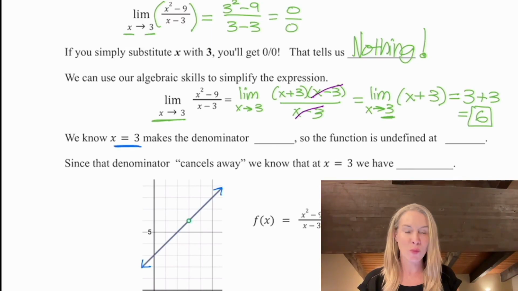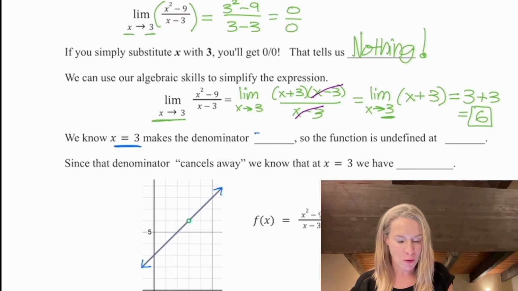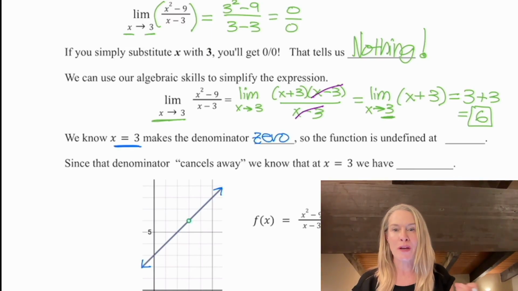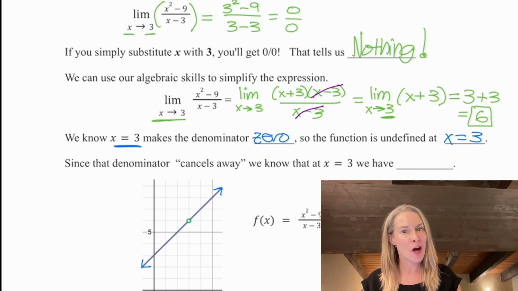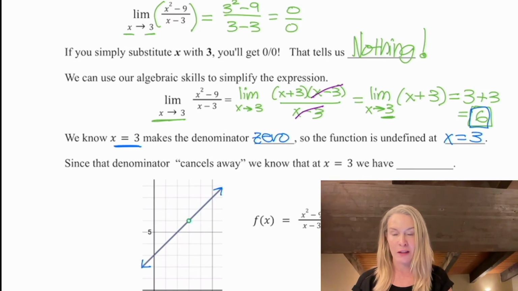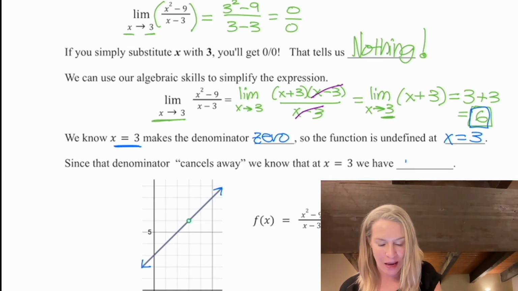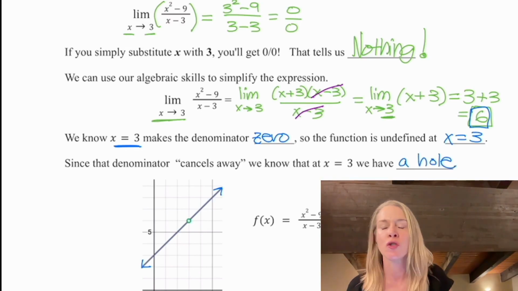We know that x equals 3 makes the denominator go to 0. So we know that that function is then undefined at x equals 3. But since that denominator cancels away, we then know that since we do have a limit there, and the limit is 6, we know that we have a hole there. And I will show you what I mean by that.